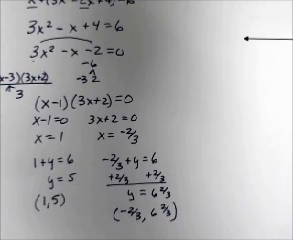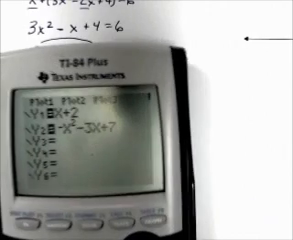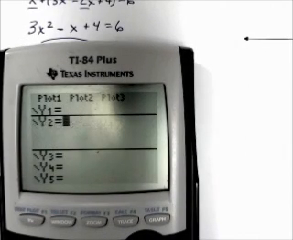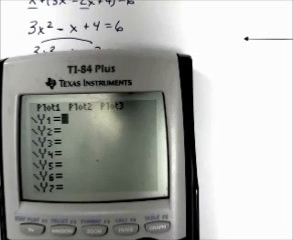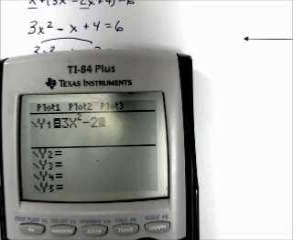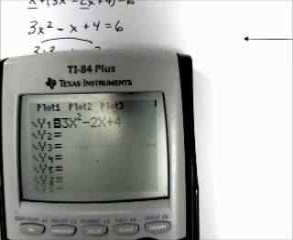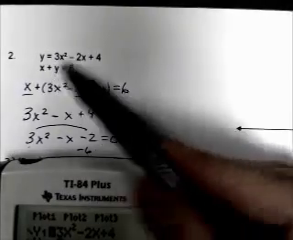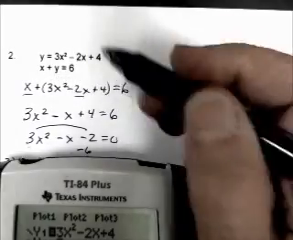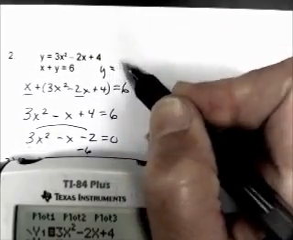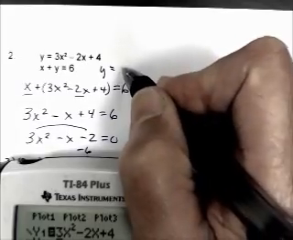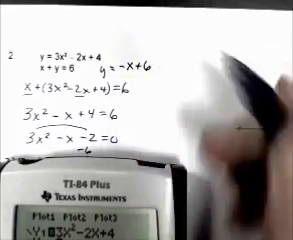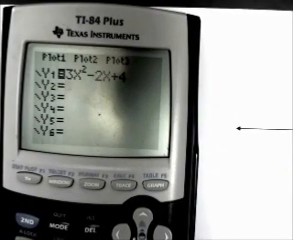Go to your graphing calculator. Y equals, let's clear this out, put in our two equations. 3x squared minus 2x plus 4, and for the linear one, we have to have y by itself. So if I subtract x from both sides, we have y equals 6 minus x, or you can write it negative x plus 6, whatever your preference is.